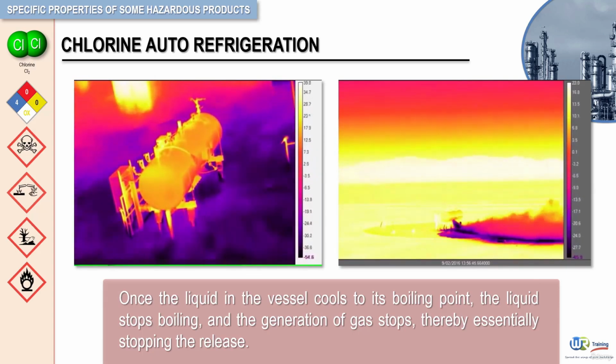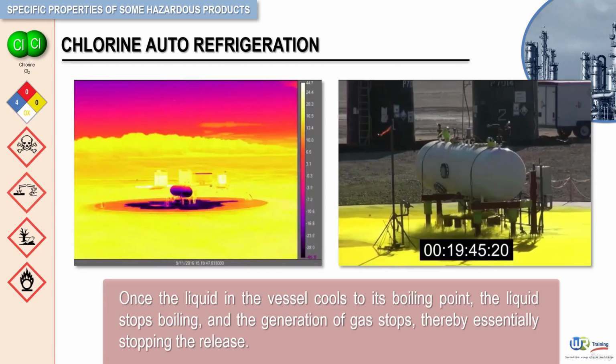Due to auto-refrigeration and based on the breach location in the container, the amount of chlorine left in the container can vary dramatically. Dikes can be used around liquid chlorine storage containers since the auto-refrigeration effect allows the chlorine to remain liquid at ambient conditions, as seen in this video.